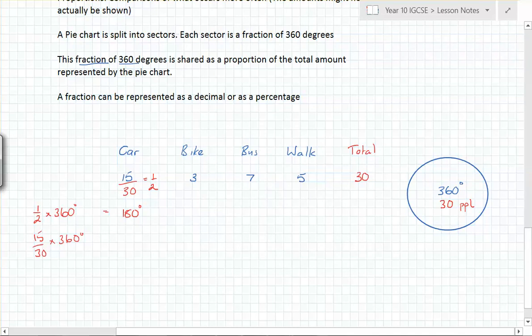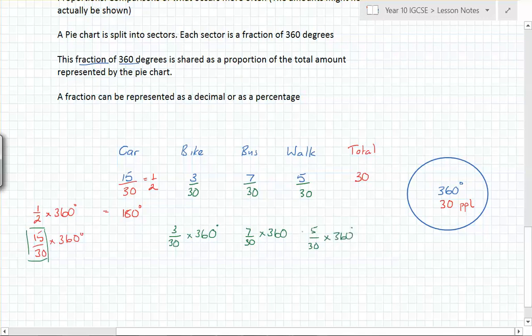But what I'm going to do is, 3 is 3 out of 30. 7 is 7 out of 30. 5 is 5 out of 30. So they are the fractions. And then, like we did here, 15 out of 30 of 360. What do you think we do with this one? Times. So 3 out of 30, lots of times 360. This one will be 7 out of 30 times 360. This will be 5 out of 30 times 360.